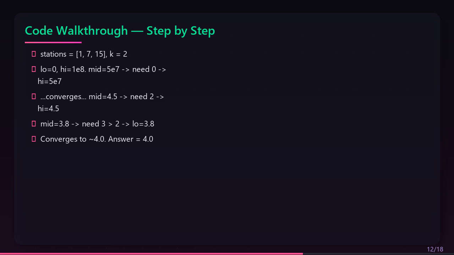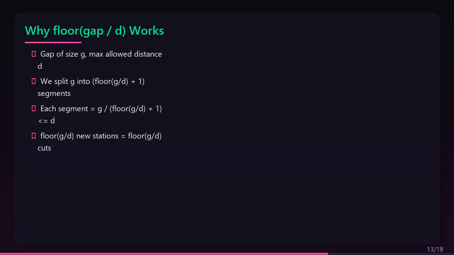When mid is 3.8, gap 6 needs 1, gap 8 needs 2, total 3 which exceeds k, not feasible. So low becomes 3.8. The search converges to approximately 4.0. That's our answer. Let me explain why floor of gap over D gives the right count.